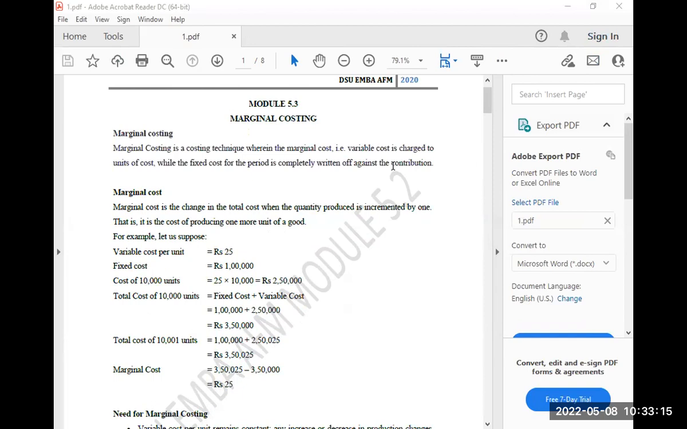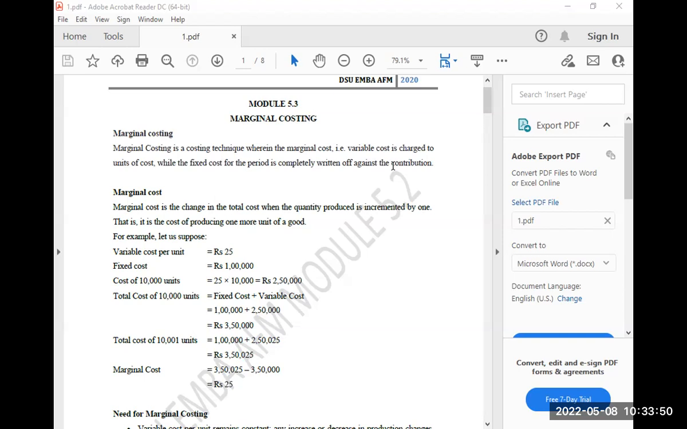You remember in the previous class, we discussed some of the tools, techniques, or methods of costing. When I say methods of costing, it is nothing but the method used to identify the cost, to ascertain the cost. When I say tools of cost accounting, it refers to some of the techniques that are used to control the cost. The basic objectives of cost accounting are two. One is ascertainment of cost, another is to have control over the cost.